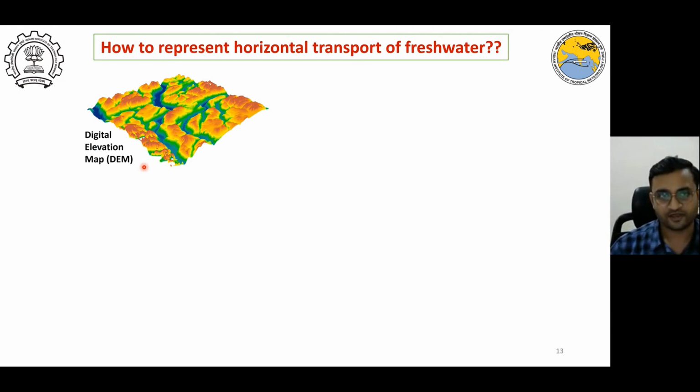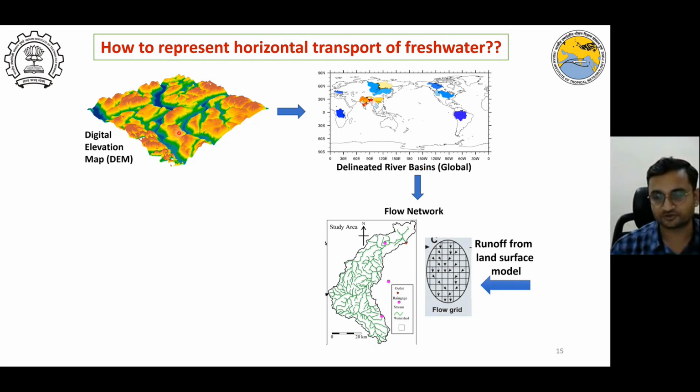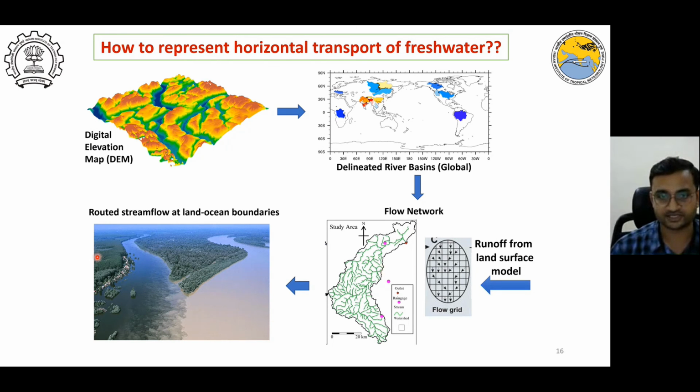We can do this by way of taking the global topography, which is nothing but elevation from the surface. This topography is used to identify river basins globally, and a flow network which is developed from this topography is generated. When the runoff generated by the land model is passed through this flow network, it gives us the river discharge at the land-ocean boundaries. When we include the representation of rivers in this manner in our model, various interesting changes to the characteristics of weather systems occur.